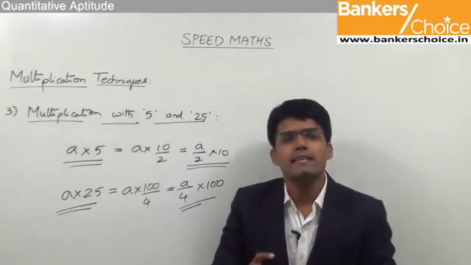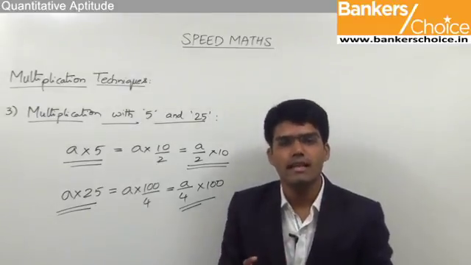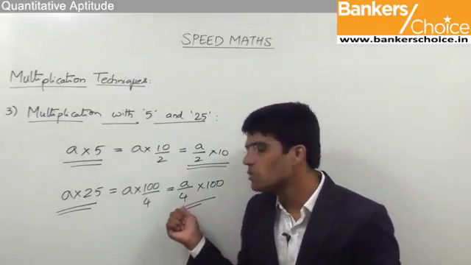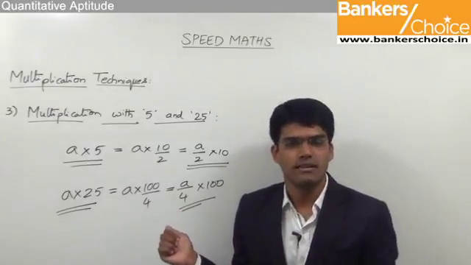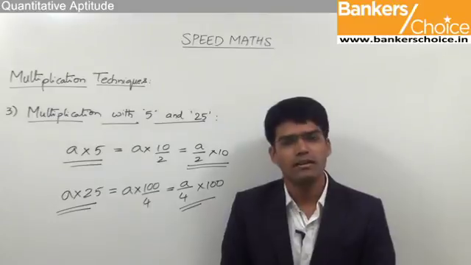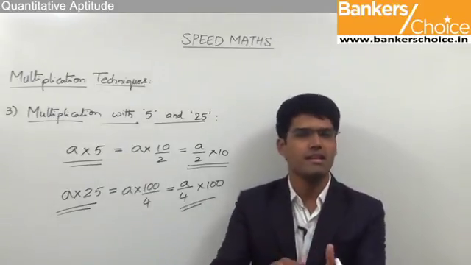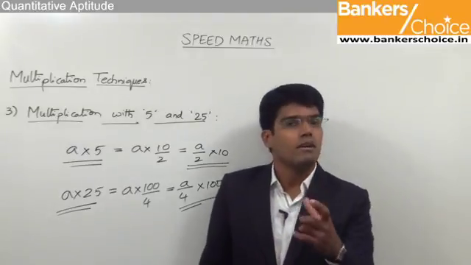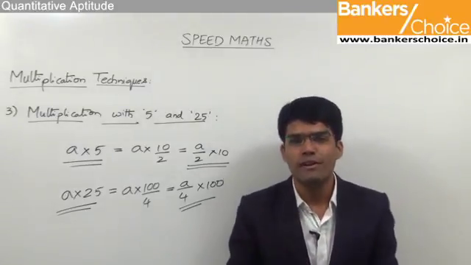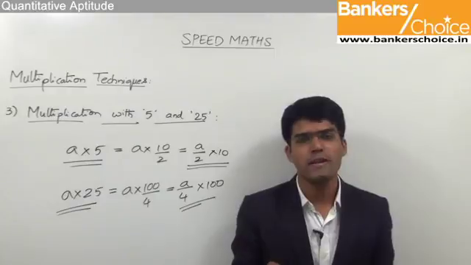So let us take some examples to understand multiplication with 25. Let's say 8 into 25. 8 by 4 is equal to 2. 2 into 100 is 200. 8 into 25 is equal to 200. Now that anyway is a very simple one. 8 into 25, we can directly say that it's 200. Let's go for some larger numbers. 24 into 25. What is 1/4 of 24? 6. 6 into 100 is 600.